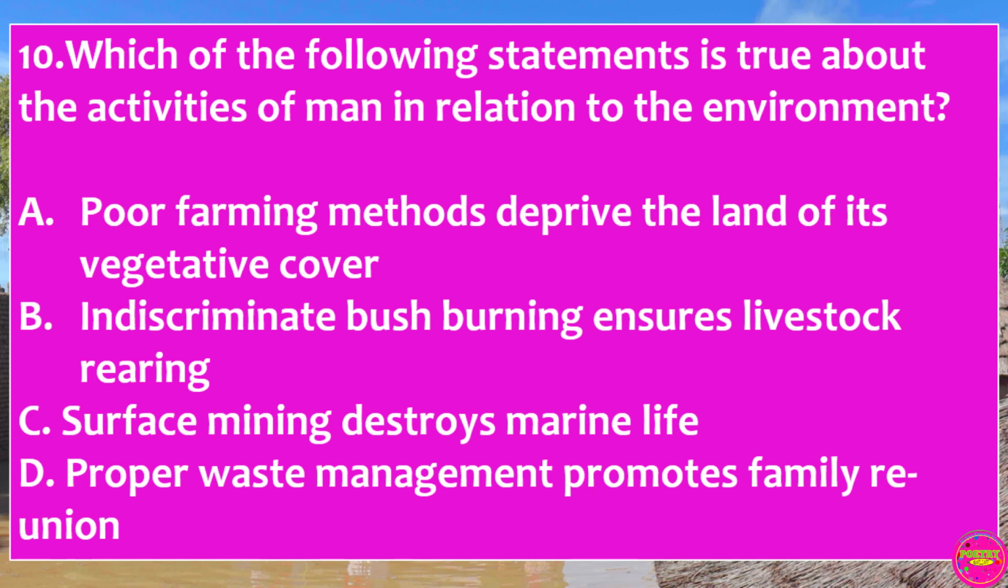Question 10. Which of the following statements is true about the activities of man in relation to the environment? A. Poor farming methods deprive the land of its vegetative cover. B. Indiscriminate bush burning ensures livestock rearing. C. Surface mining destroys marine life. D. Proper waste management promotes family reunion. The correct answer to this question is A. Poor farming methods deprive the land of its vegetative cover.